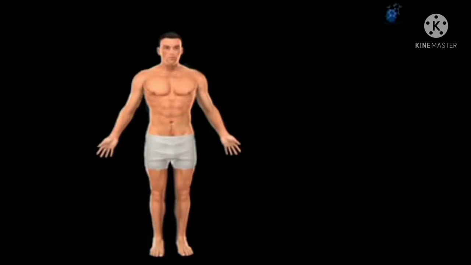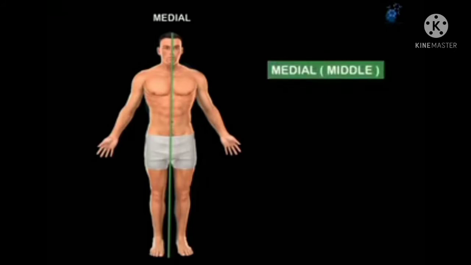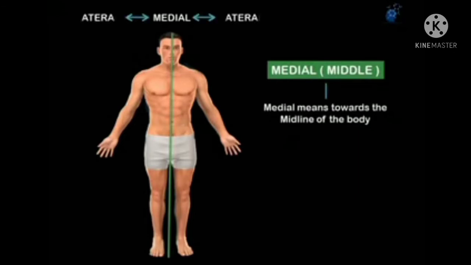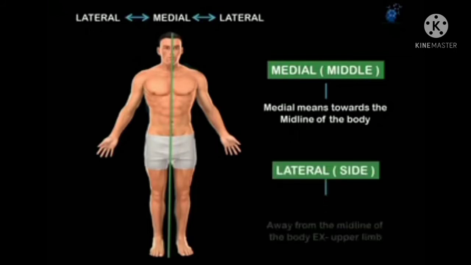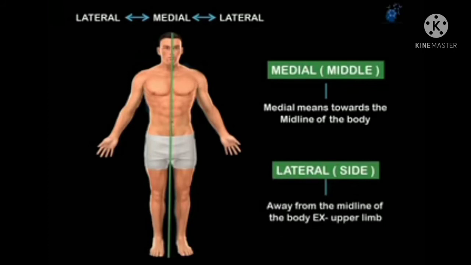Now we will discuss the medial and lateral sides. What do you understand about medial and lateral? Firstly, medial is also known as middle. What do we mean by middle? Middle means toward the midline of the body. As you can see here, the green line shows the midline, and the structures which are toward the midline of the body are known as medial. Lateral means away from the midline of the body, for example the upper limbs.